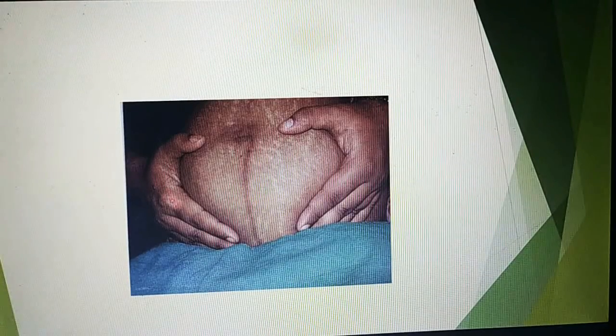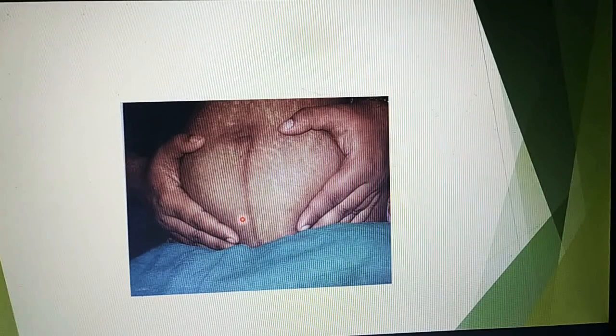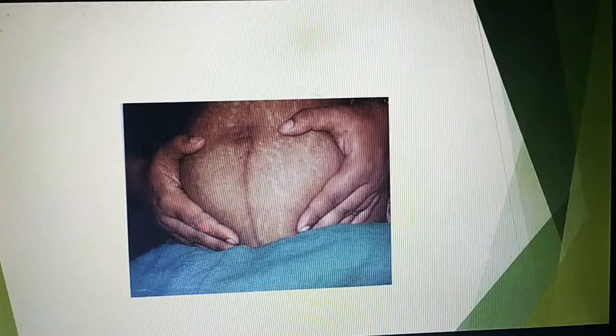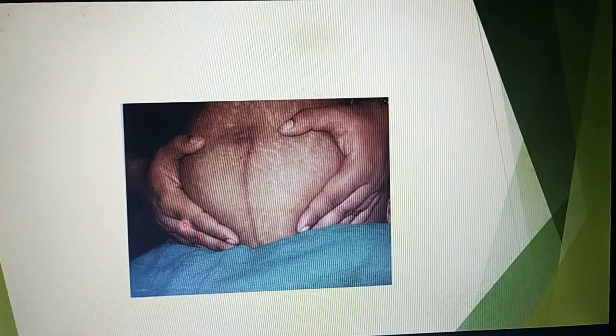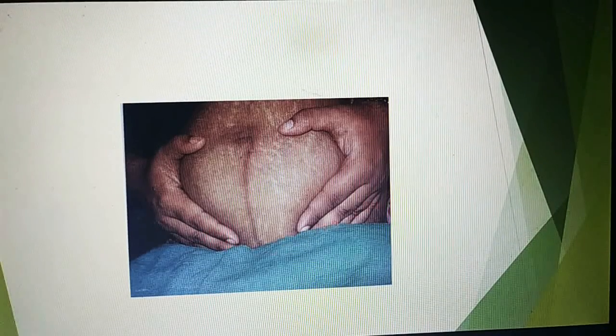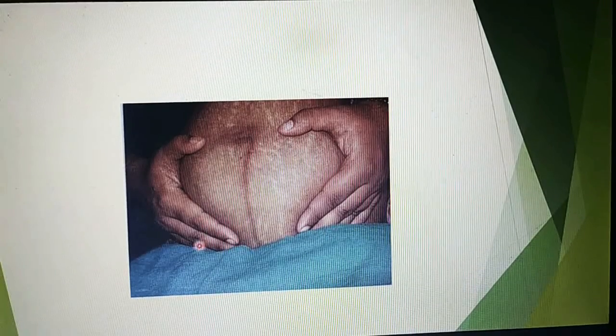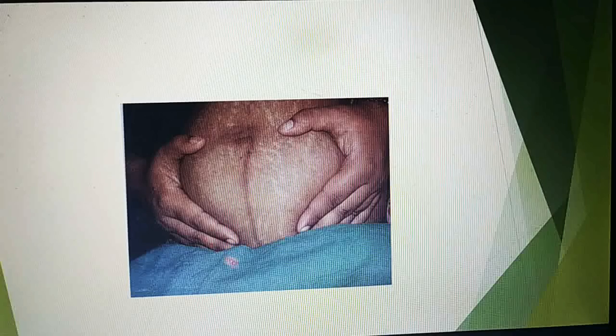Four fingers of both hands are laid on the sides of midline at the lower pole of the uterus, above and parallel to the inguinal ligament. So your four fingers of both hands should be placed parallel to the inguinal ligament on the lower aspect of the uterus on both sides. Then these fingers are pushed downwards and backwards to reach the lower pole.